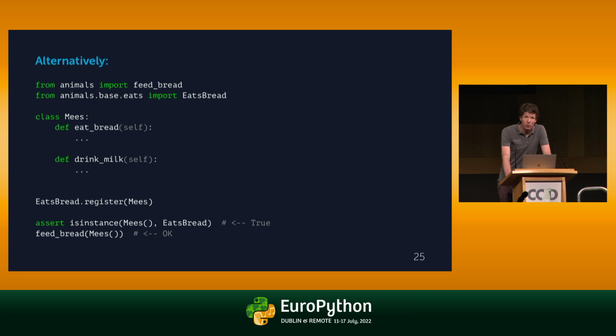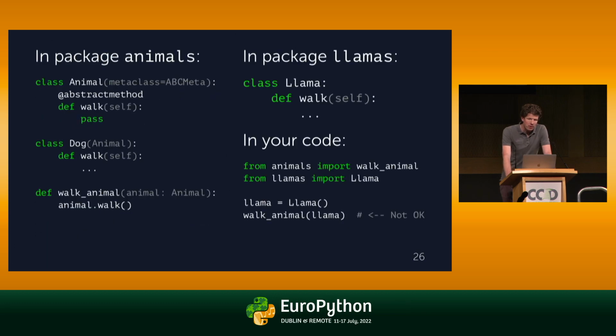So this all works fine, right? This is pretty beautiful. But sometimes you might still run into issues. So suppose that there is this package animals that defines the base class Animal, and a Dog that can walk, and a function that can walk an animal. And then there's yet another package that's called llamas that defines a Llama, and the Llama can also walk, right?